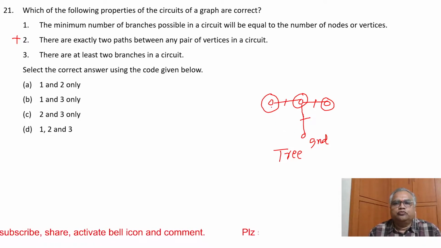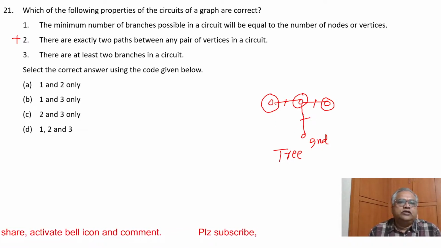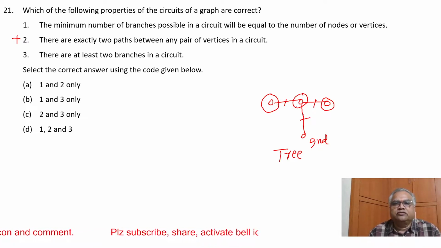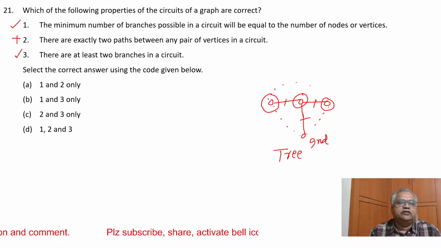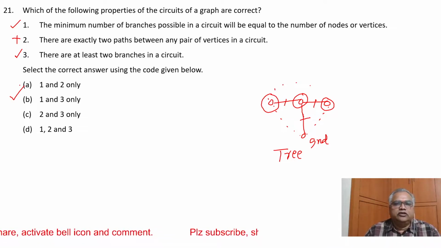There are at least one branch in a circuit. Circuit means closed loop. So there are at least two branches in a circuit. So if I close these two branches, the third statement is also valid. So 1 and 3 valid. So therefore B is correct. Okay. So graph theory 2 questions came.